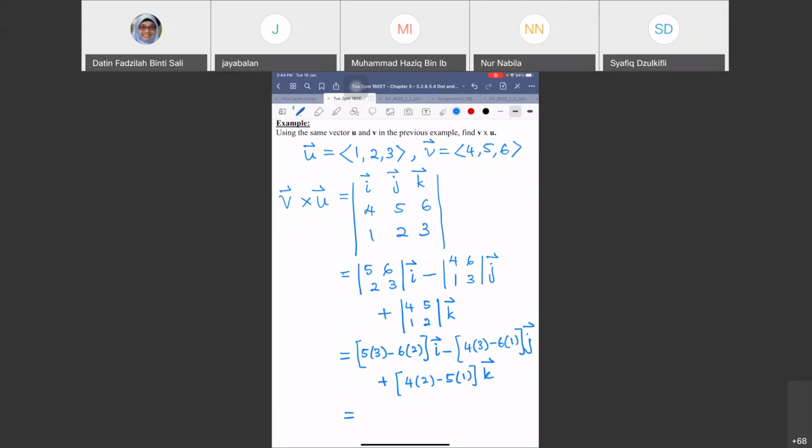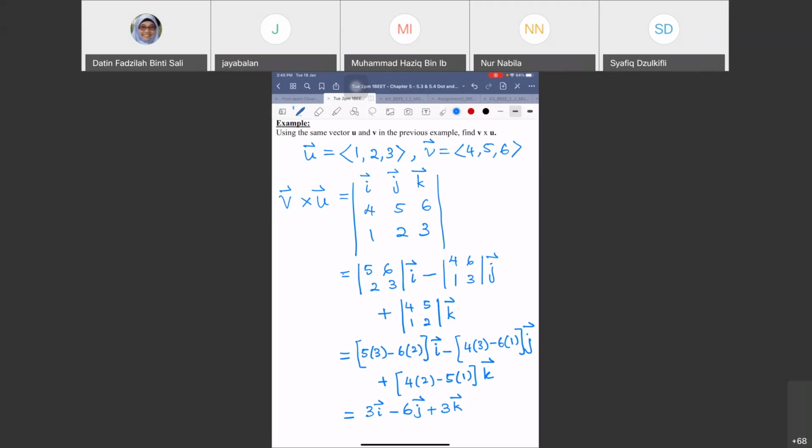Now you can start computing this. 15 minus 12, so you get positive 3I. Minus, then in the bracket you have 12 minus 6, which is positive 6, so you have 6J. And then plus, the last one: 8 minus 5, which is positive 3.